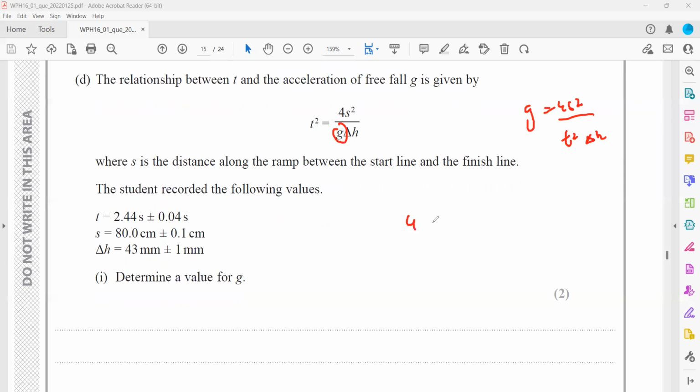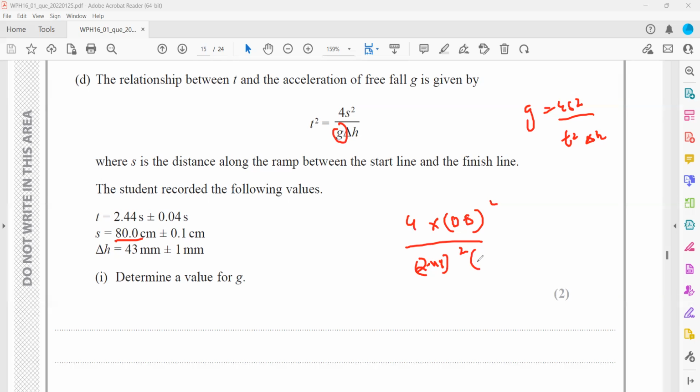4S is there, but because the units are important, S is in centimeters, so you should convert into meters. When you are working out the percentage uncertainty, the unit conversion is not important as you take a ratio. But when you are calculating a value, you have to convert the unit. So acceleration due to gravity is in meters per second squared. So this will be 0.8 squared divided by T squared, which is 2.44.